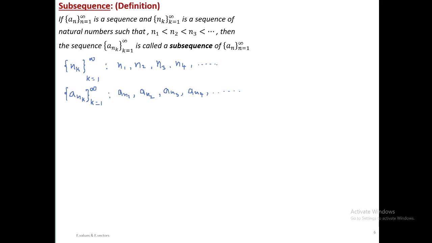What is n? Index n. n is a natural number. What about this sequence nk? nk is also a natural number, right? k is running from 1 to infinity, you will get n1, n2, n3, and so on, all those numbers. But what about this n1, n2, n3? These are natural numbers. But every natural number is a real number.